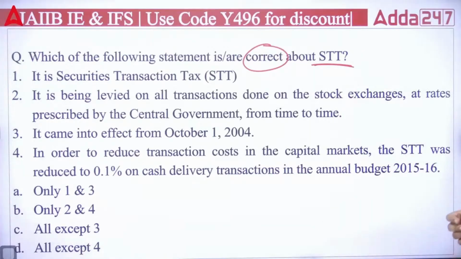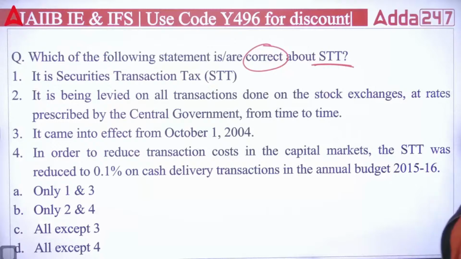First is saying it is securities transaction tax. Second is saying it is being levied on all the transactions done on the stock exchange at a rate prescribed by the central government from time to time. Third, it came into effect from 1st October 2004. Fourth, in order to reduce the transaction cost in the capital market, the STT was reduced to 0.1% on cash delivery transactions in the annual budget 2015-16.